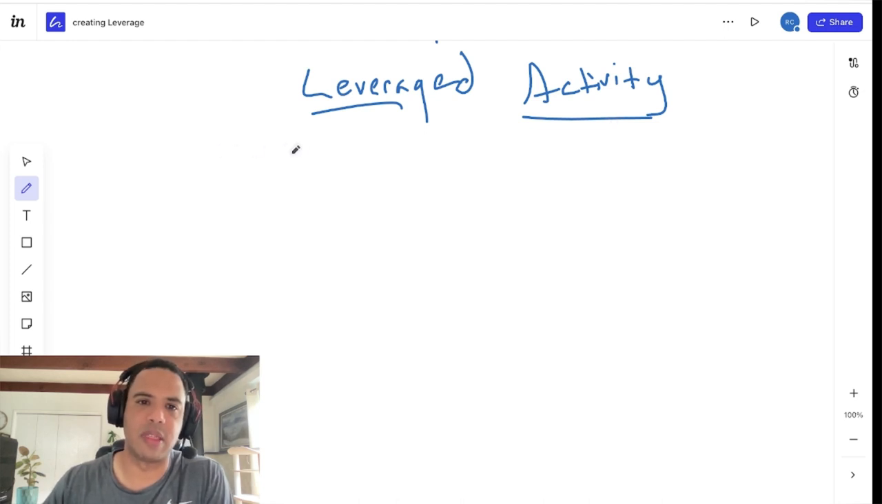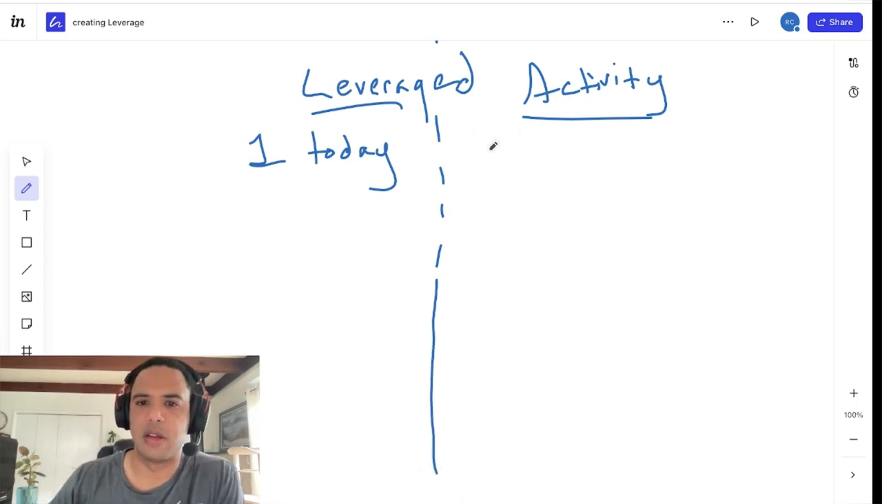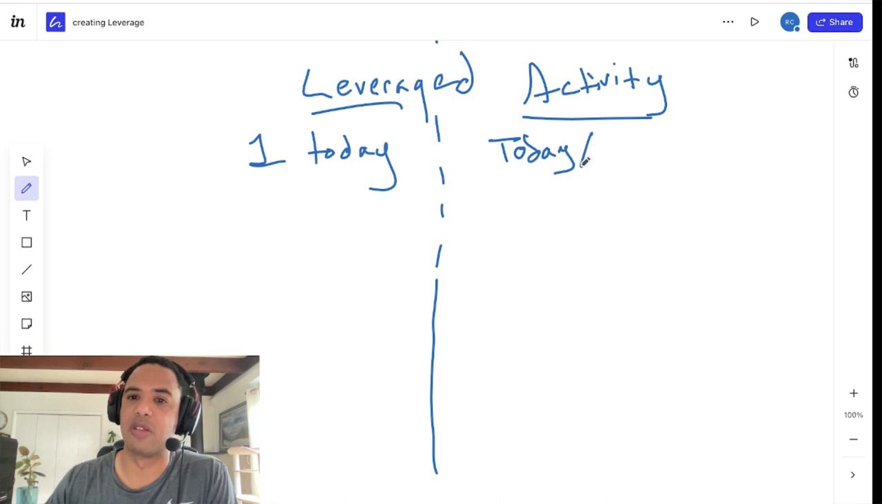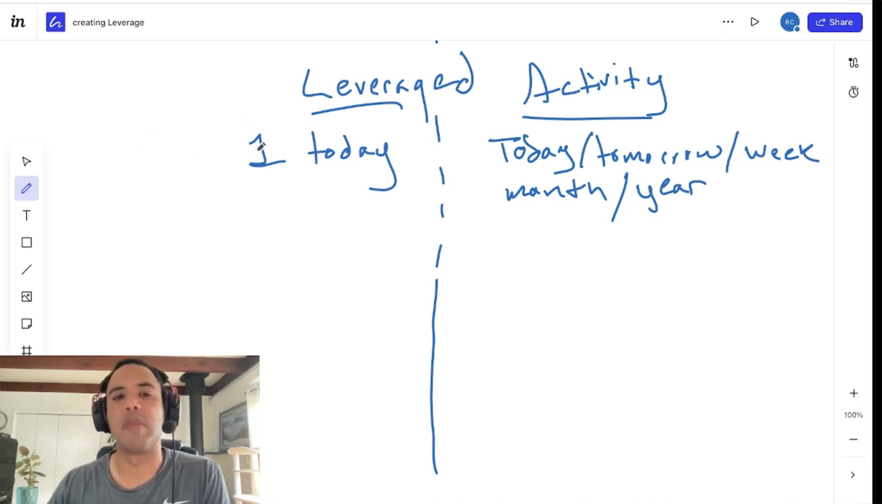A leveraged activity is something where I do one thing today, and on the result side of things, I get a result. Maybe I get a result today. Sometimes you don't even get one today for the leveraged activities, but I also get one tomorrow, right? I get one next week. I get one next month. I get one next year. All from the thing I did today.